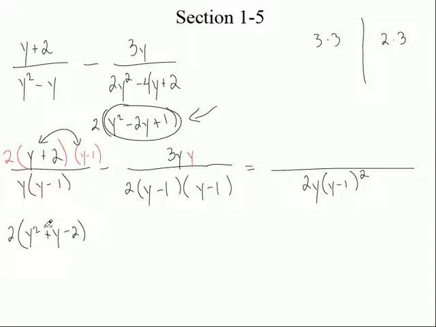Now, let's go ahead and distribute the 2 through this. So what do I get? 2y squared plus 2y minus 4. Alright? So that's my numerator for this fraction.